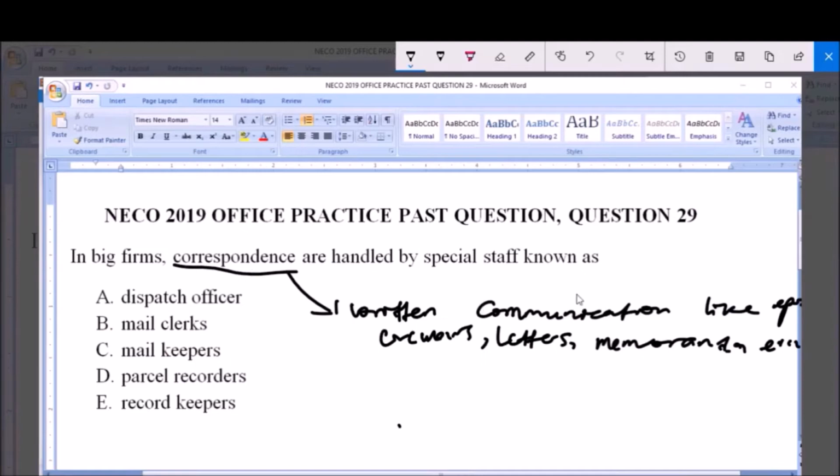Now, for us to pick our answer, let's look at the uses or the function of each of the following staff. Dispatch officer, which is A, is responsible for bringing necessary materials or assistance to people in need.